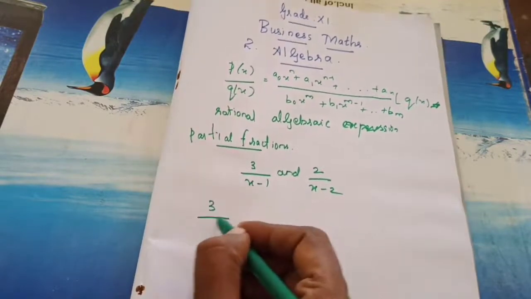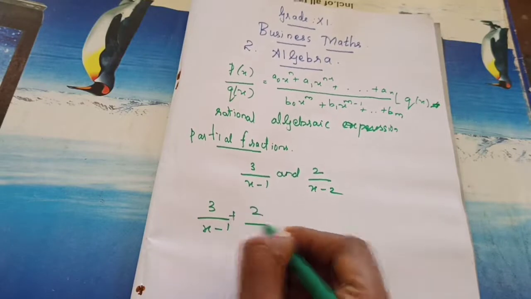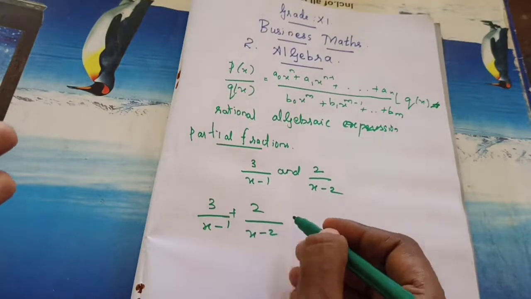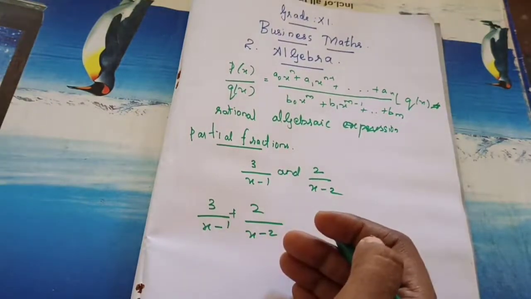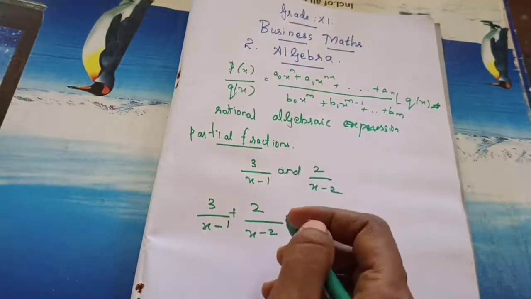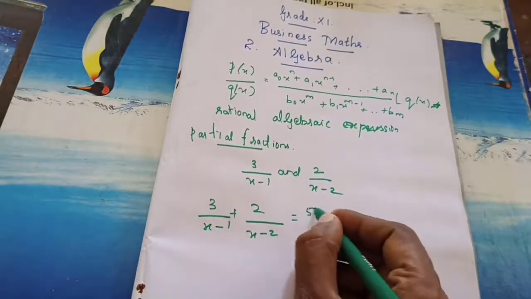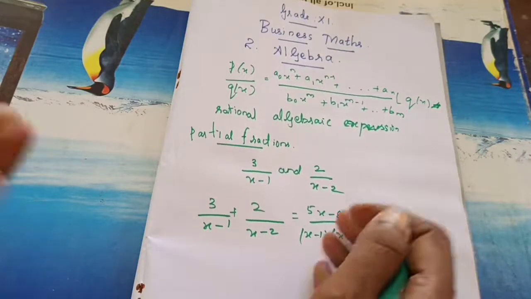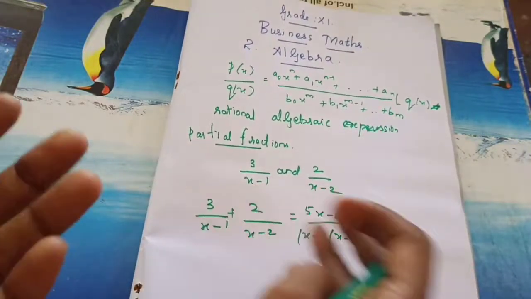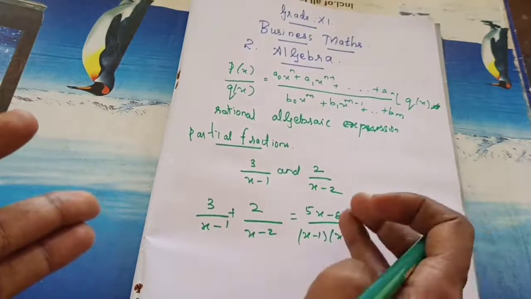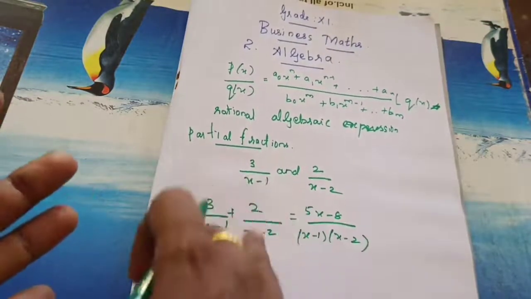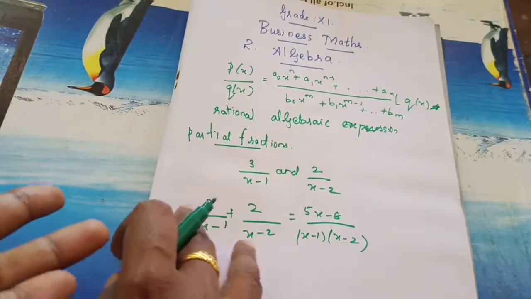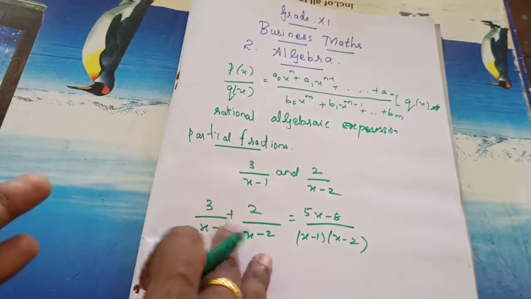We can write this as plus or minus. When you are writing like this, it is partial fractions. Understand? So if one rational expression is 5x minus 8 divided by x minus 1 into x minus 2, we will split it into 2. That's all. So this is one rational expression; we will split it into two by the sum or difference.